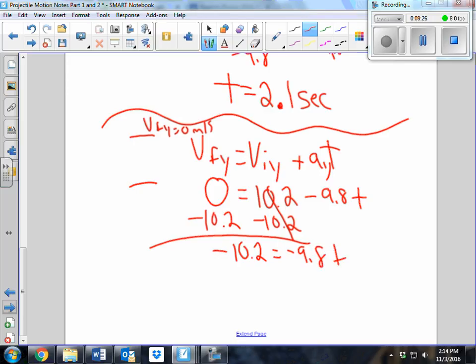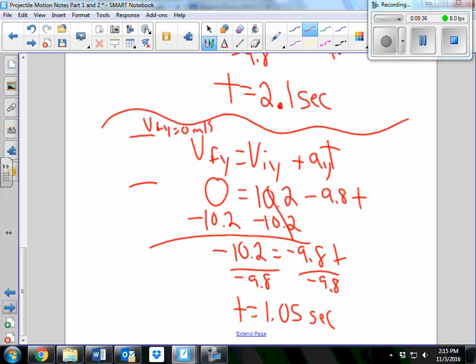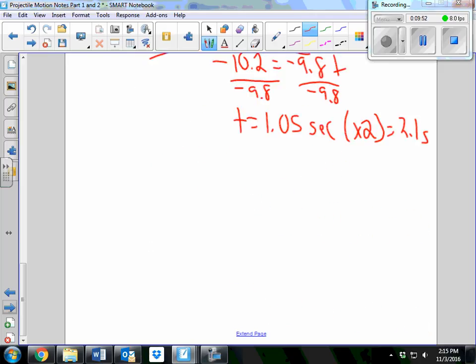And then when I divide that out, I get t equal to 1.05 seconds. However, that's only the time going up. I also need the time going down, so just like in your hang time lab, I would multiply this by 2 to get 2.1 seconds for the total time in the air. Okay, now that we have that, let's move on to getting our distance in the y.